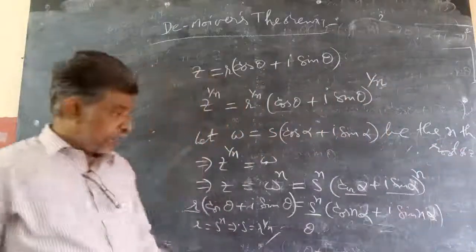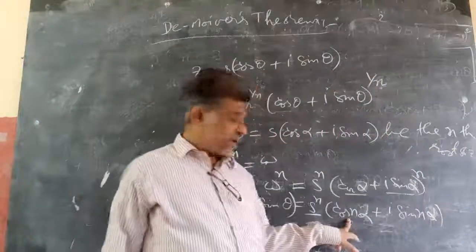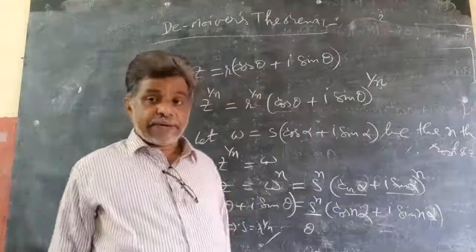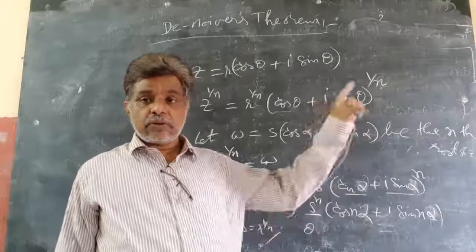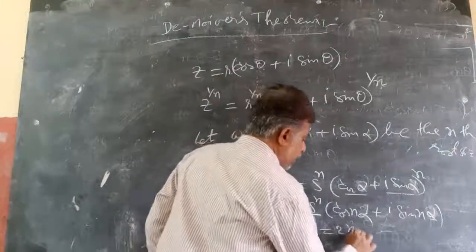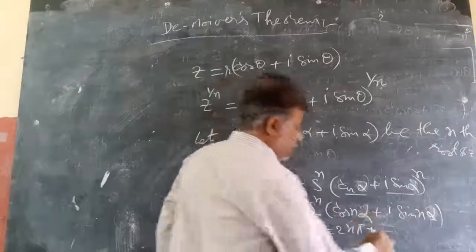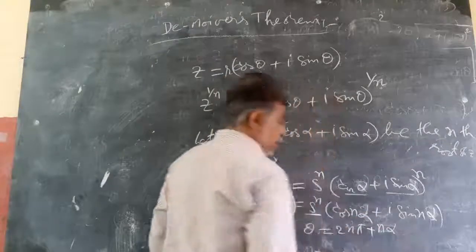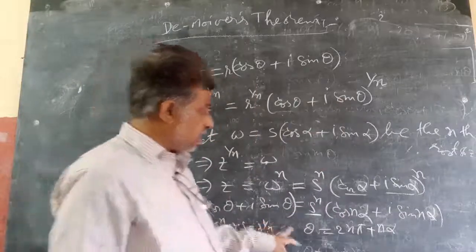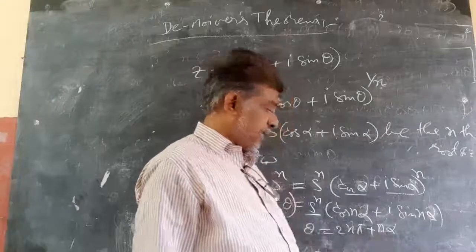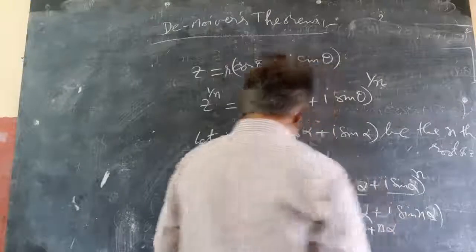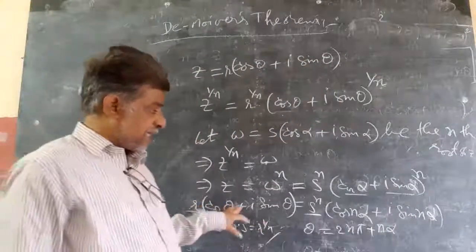Now, cos theta equal to cos n alpha, sin theta equal to sin n alpha. Both should be satisfied. Means general solution is theta equal to 2n pi plus alpha. Here alpha is n alpha, comparing, you will get 2n pi plus n alpha. So alpha here is, I think you understand this, cos theta plus i sin theta.